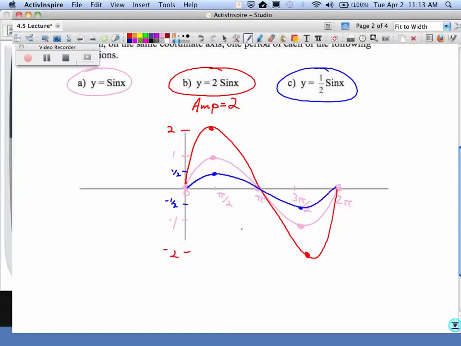So you still calculate your table of values the same way, like the sine of pi, the sine of 2 pi, but then when you get your answers, you're multiplying by 2, multiplying by 1/2. So vertical stretch, vertical shrink.